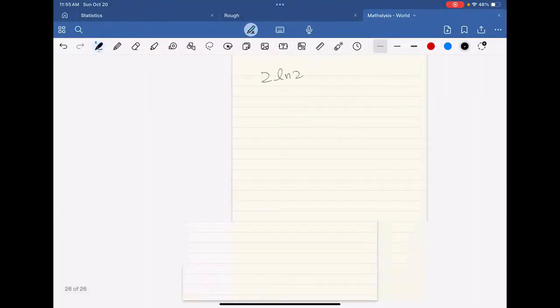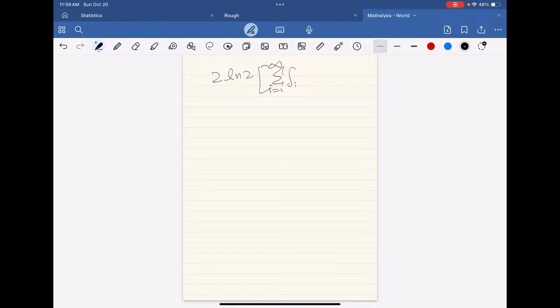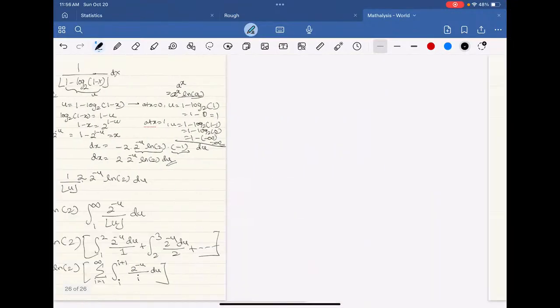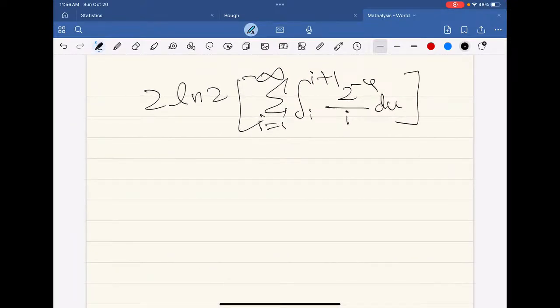2 ln 2, sum from i equals 1 to infinity, integral from i to i plus 1 of 2 to the power minus u by i du, right? Now the next thing we can do is, since the variable of integration is u, I can take this 1 by i outside, because that's just a constant. So that will be 2 ln 2, and then sum from i equals 1 to infinity 1 by i integral from i to i plus 1 of 2 to the power minus u du, right?